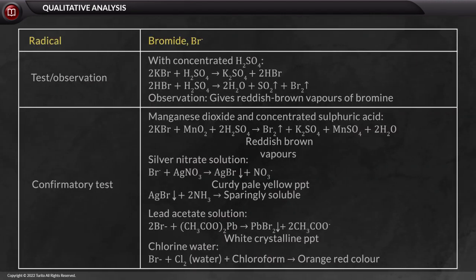The second one is bromide ion, which with concentrated sulfuric acid, or manganese dioxide and concentrated sulfuric acid, will release reddish-brown vapors of bromine gas. While with silver nitrate solution, it will give curdy pale yellow PPT of AgBr, which is sparingly soluble in ammonia solution. While with lead acetate, it gives white crystalline precipitate. And with chlorine water in chloroform, it gives an orange red color solution.